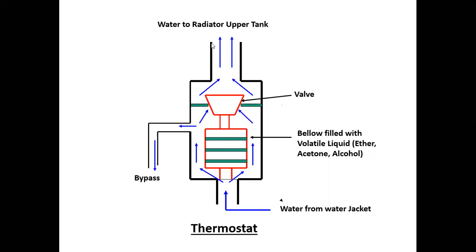So this is the precaution that is taken whenever we use a thermostat. Basically, one can say that this thermostat ensures that as water gets heated, the flow of hot water will be supplied to the upper tank of a radiator. And if the water is at a normal temperature, then there is no necessity to flow the water to the upper tank. So this increases the efficiency of the system.